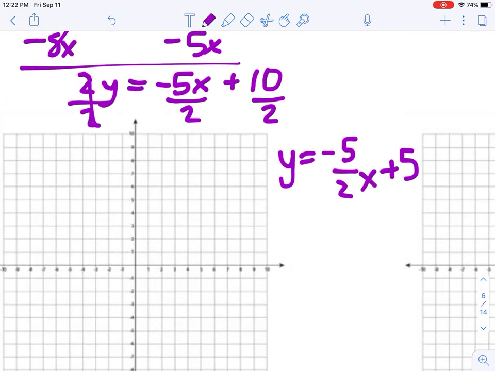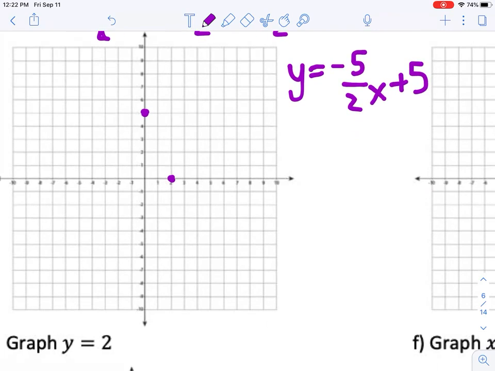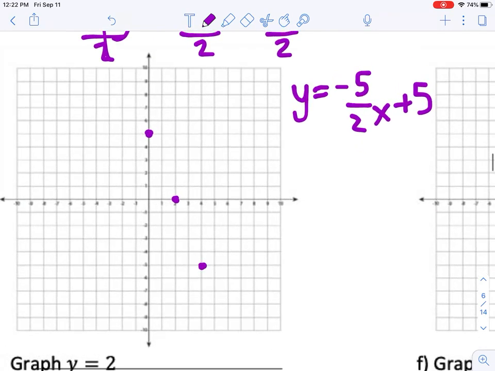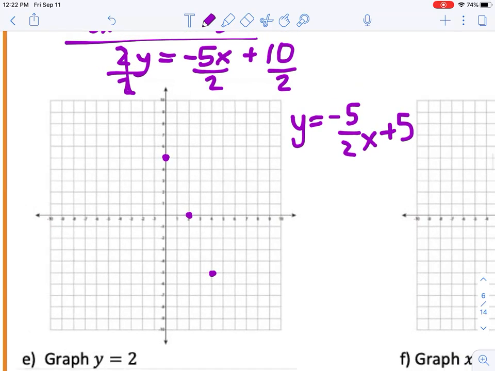So I'm going to go up 5. 1, 2, 3, 4, 5. And then I go down 5, negative 5, positive 2. Go again, negative 5, positive 2. I have a negative slope. It's in the same direction as the n, so we are good to go.